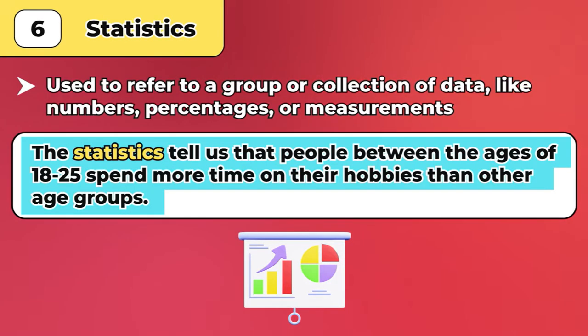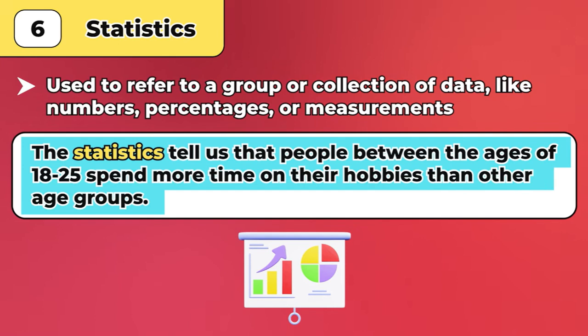Word number 6 is statistics. This is used to refer to a collection of data like numbers, percentages or measurements. Let's see it in an example. The statistics tell us that people between the ages of 18 to 25 spend more money on their hobbies than the other age groups.